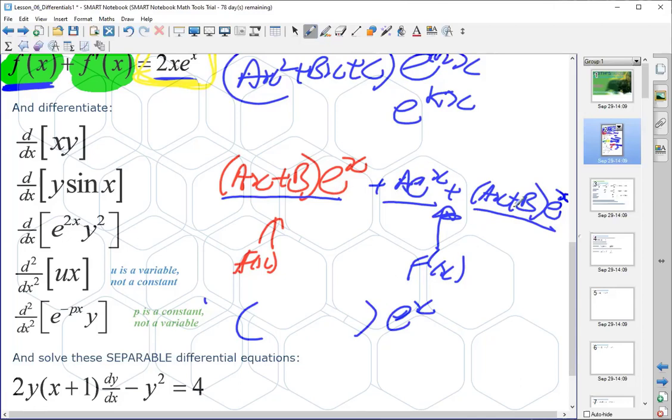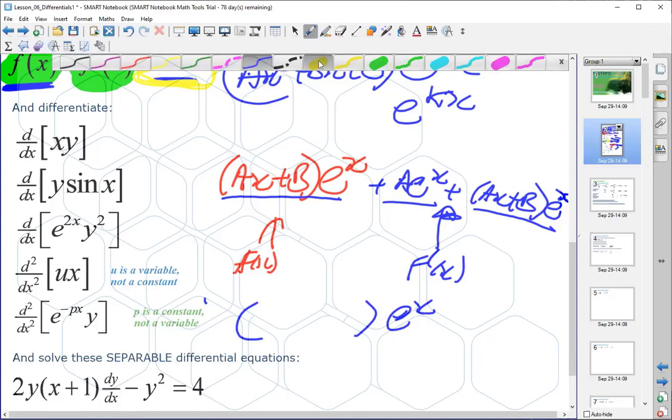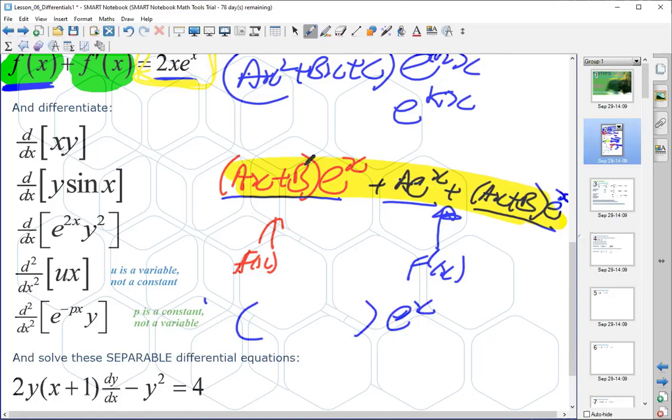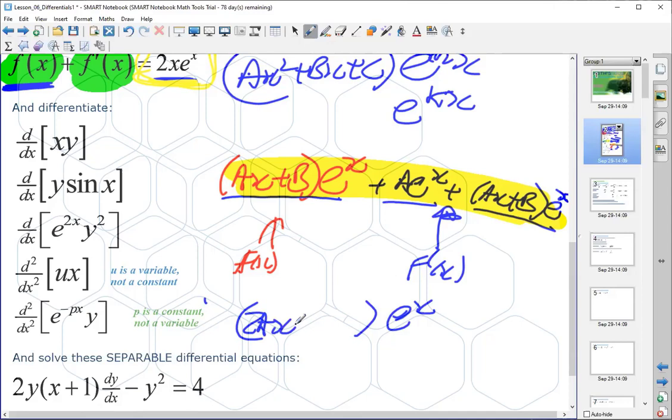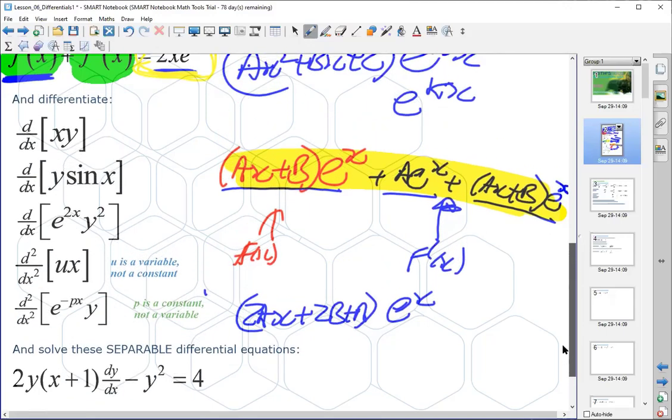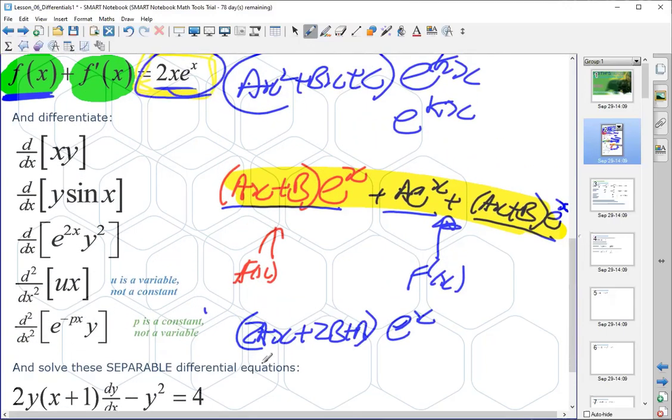We're factorizing e to the x out. So that would leave us with an ax plus b here, an a here, and an ax plus b there. Factorizing e to the x out of all of this, you get 2ax plus 2b plus a. Okay, lovely.